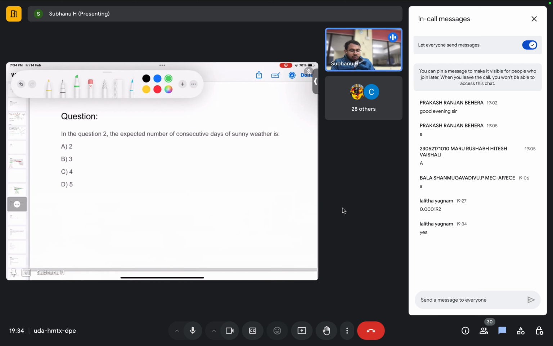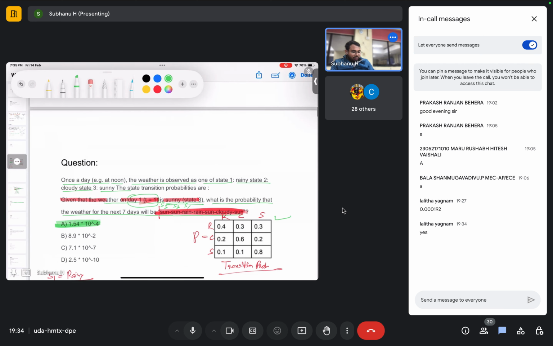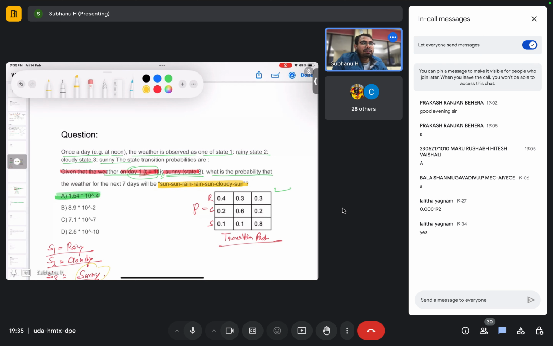In question two, the expected number of consecutive days of sunny weather is. So here it's not like you will calculate the sun, rain, how many days it was, and tell how many days there were sunny. So this is not like this. I have to find out sun. So this was this. Now my question is the expected number of consecutive days of sunny weather. So this is the question.